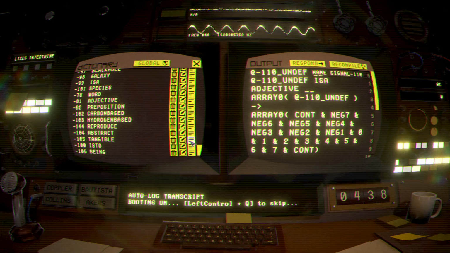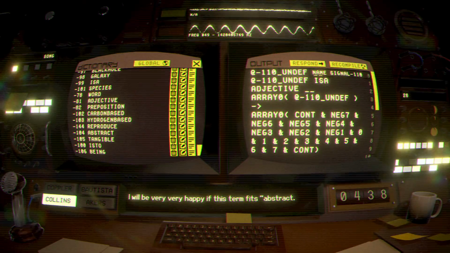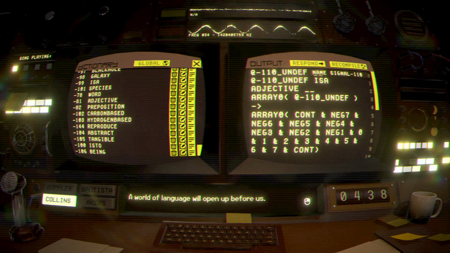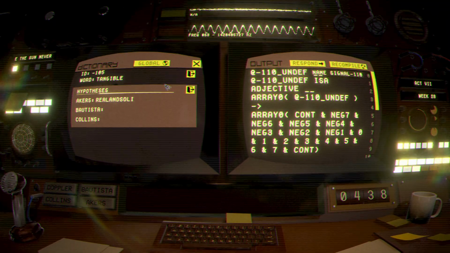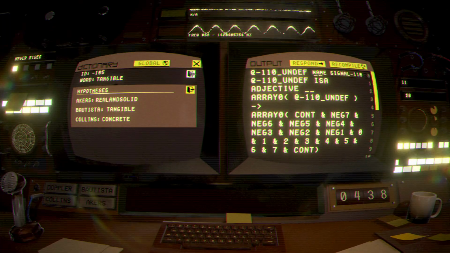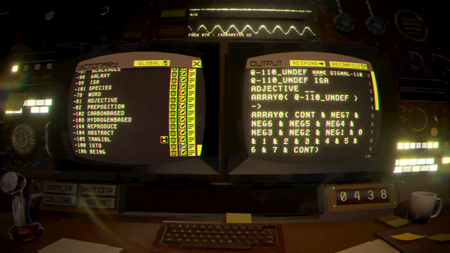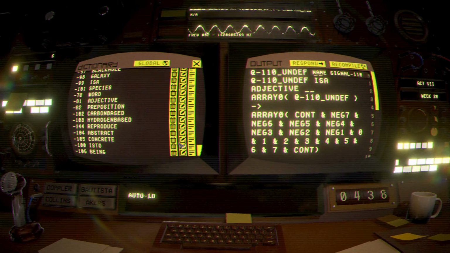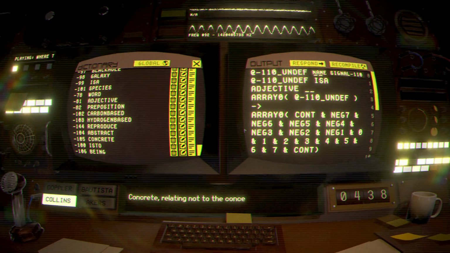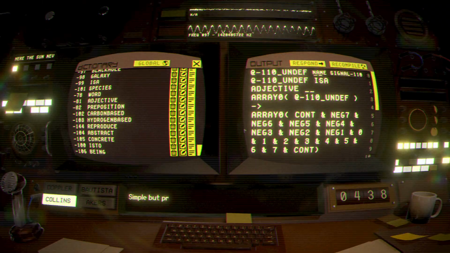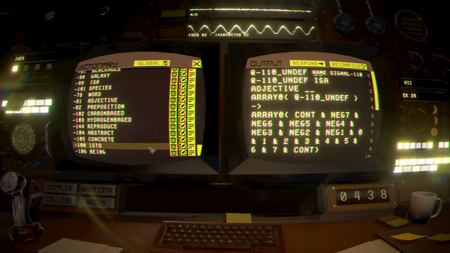Okay. Abstract, relating not to the tangible, but to the conceptual. Very happy if this term fits abstract. A word of language will open before us. Then let's go to tangible. Okay, so she's saying that means concrete. Concrete, relating not to the conceptual, but the tangible. Simple but precise. Concrete definitions are handy. Okay.